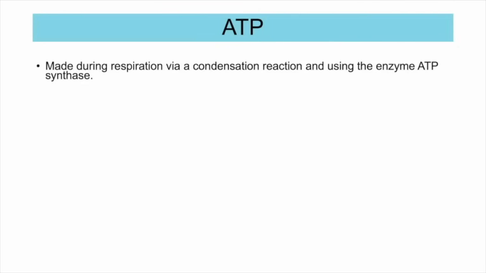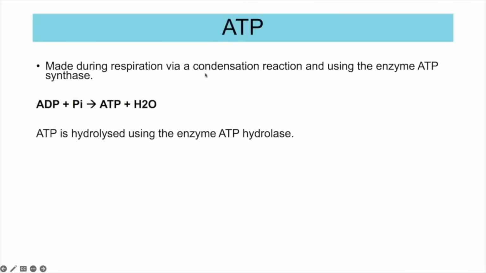Now, ATP is made during respiration, both aerobic and anaerobic, but most of it is made in aerobic respiration. And this is through a condensation reaction using the enzyme ATP synthase. So here we see ADP plus an inorganic phosphate, that's what Pi stands for, and that forms ATP, plus a water molecule is released because it's a condensation reaction.